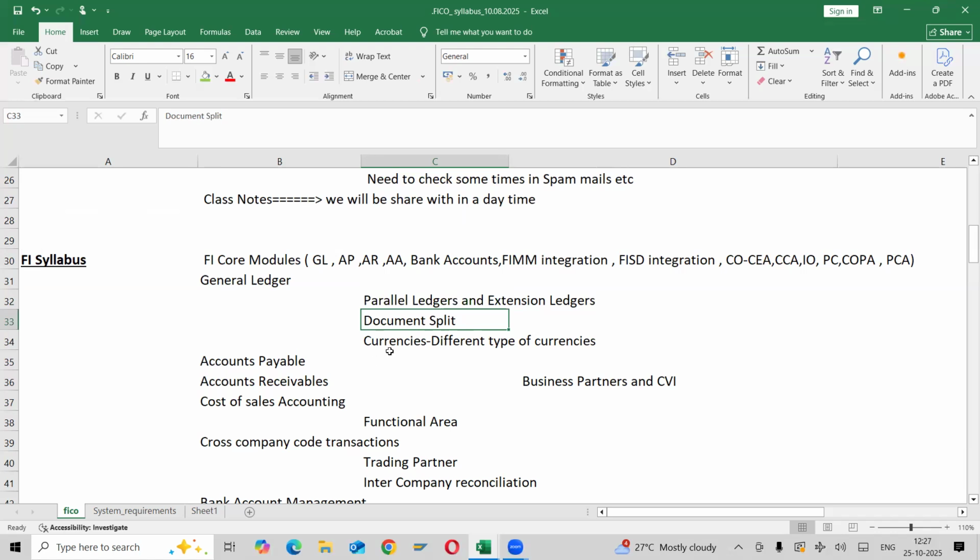And currencies, different types of currencies. Again, there are major changes between ECC and S4HANA regarding currencies and the different types of currencies. Clear? These are the things, and I'm going to share this.